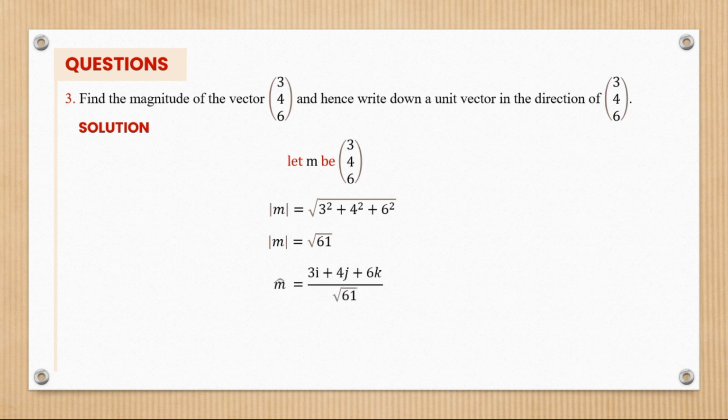Therefore the unit vector in that direction shall be 3i plus 4j plus 6k over root of 61, because we've been given the direction as (3, 4, 6). So that's why we have it that way. And then I can extract out the 1 over root of 61 times the column vector (3, 4, 6), and that shall be the final answer.